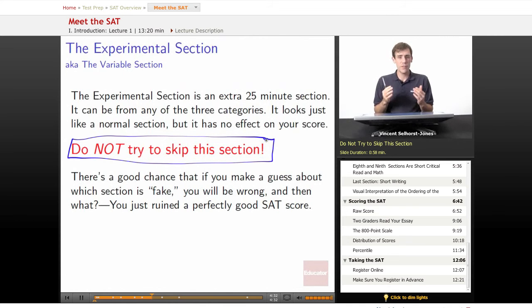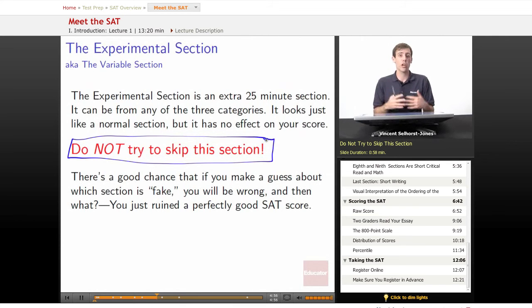So if you try to figure out which one's fake and you're wrong, you know what just happened? You ruined a perfectly good SAT score. So you've got no choice when you're up against the experimental section, even if you're 99% sure it has to be the experimental section, and I have no idea how you could be that sure because it looks just like the other ones, you still want to work on it as if you're doing a normal section, because if you were to get it wrong, it would be catastrophic for your grade.